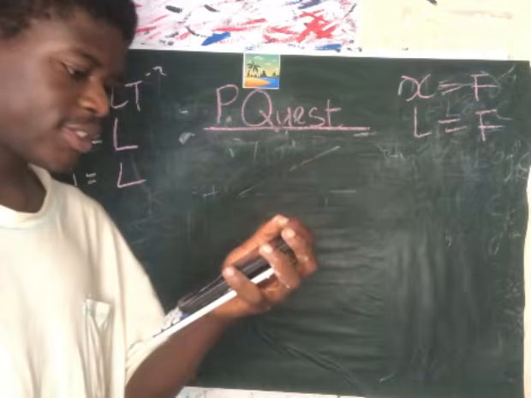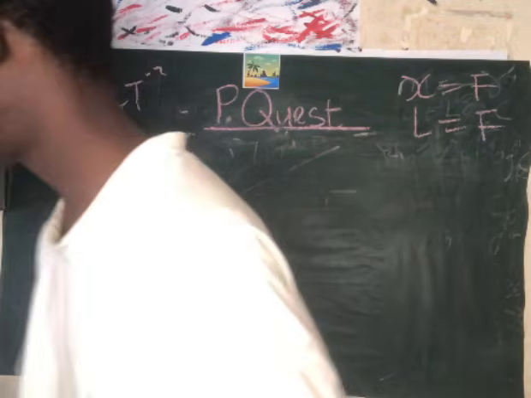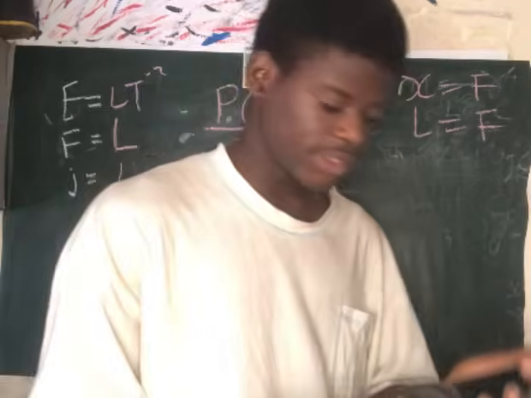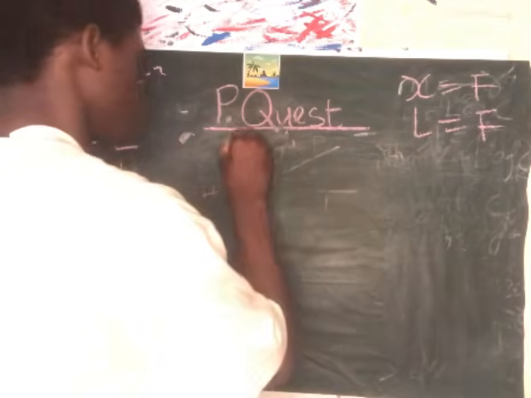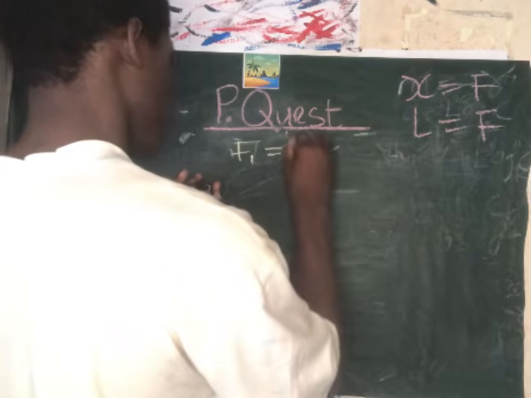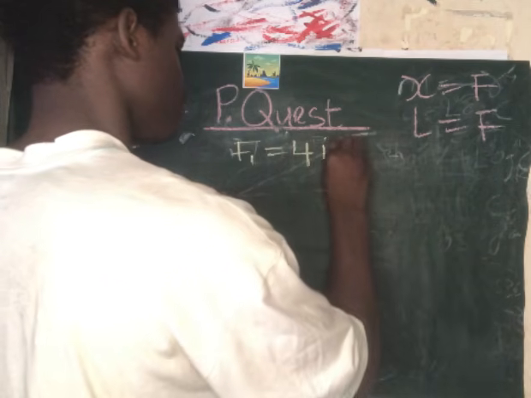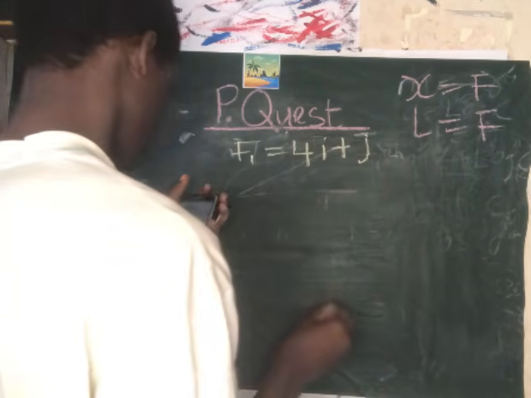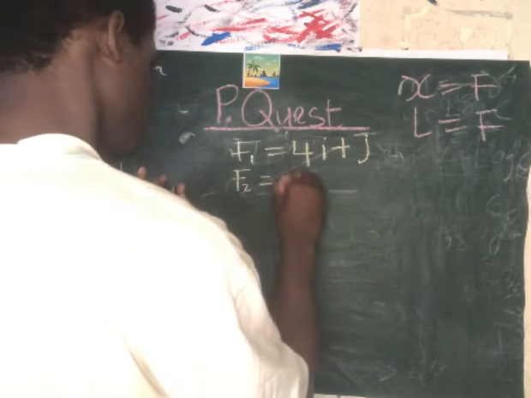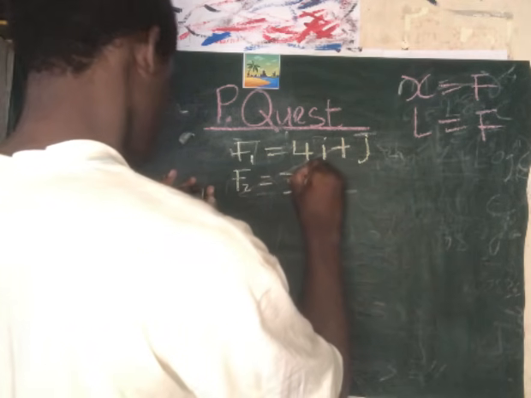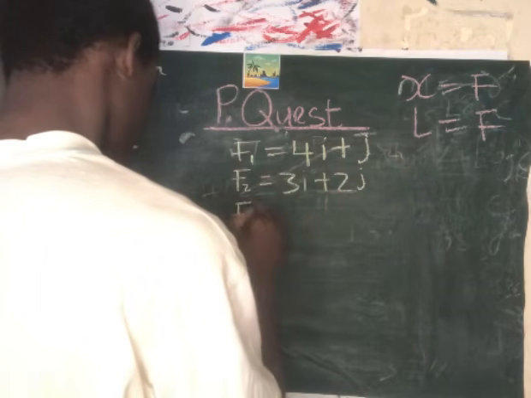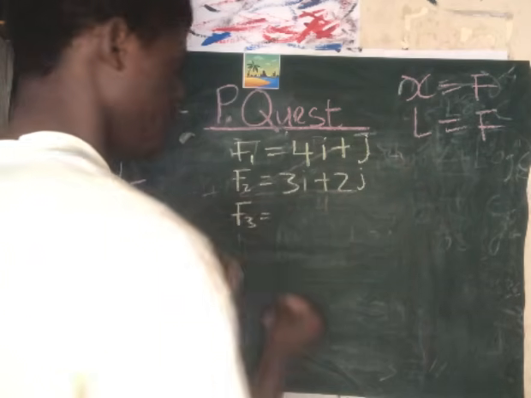So question number 16. I'm going to change this chalk. So question number 16 now. They said if F1 is 4i plus j, F2 is 3i plus 2j, and F3 is minus j.